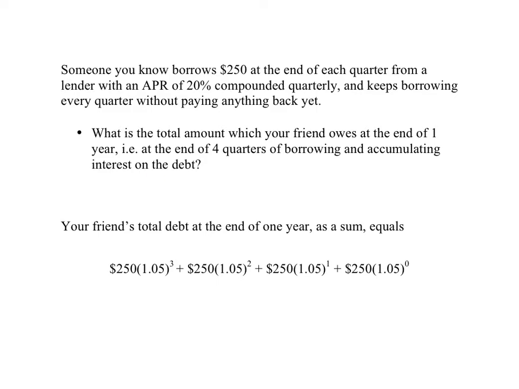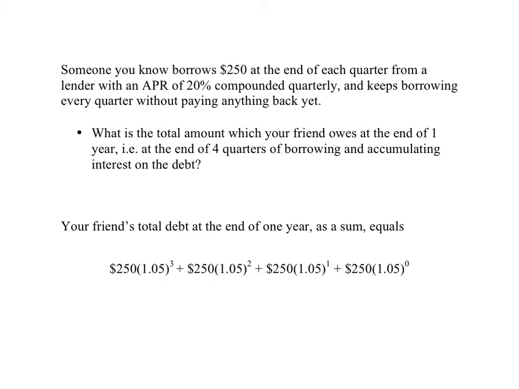Your friend's total debt at the end of 1 year can be written as a sum in the same way it would if we were talking about saving $250 in a savings account every quarter. As usual, we focus on the first $250 and see what happens to it. So instead of $250 going into a bank account and earning interest several times, your friend is borrowing $250, and it is accumulating interest charges several times through the year.